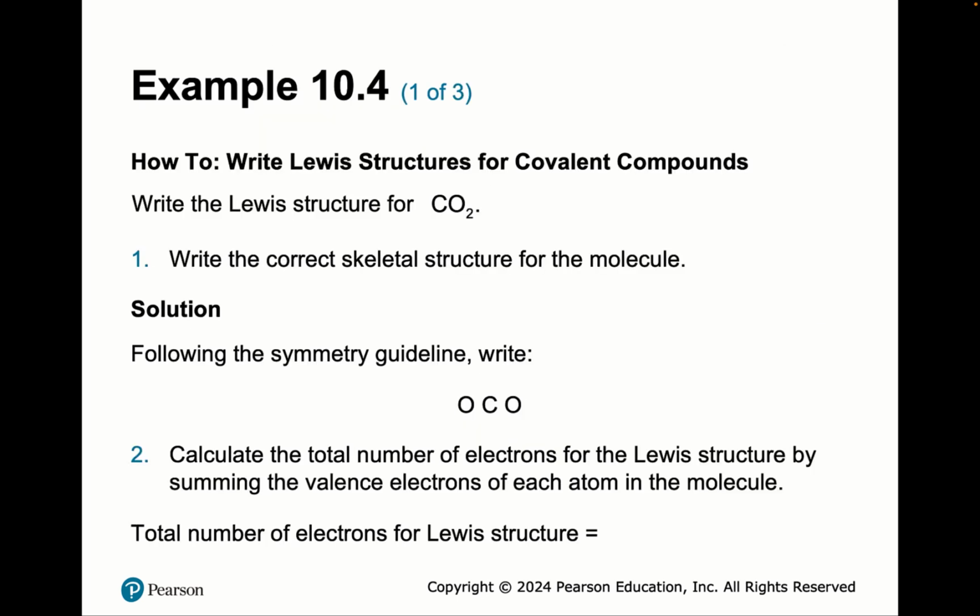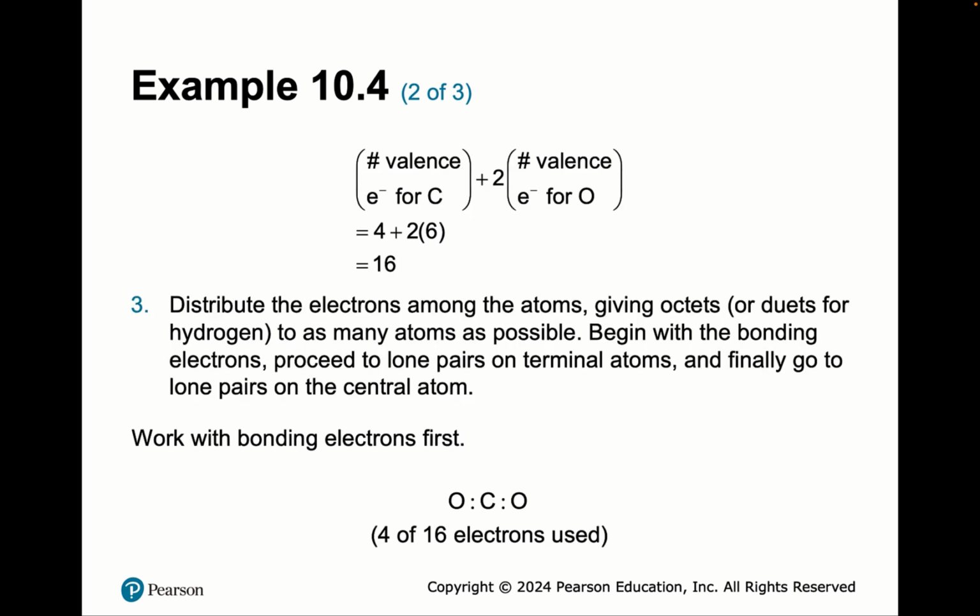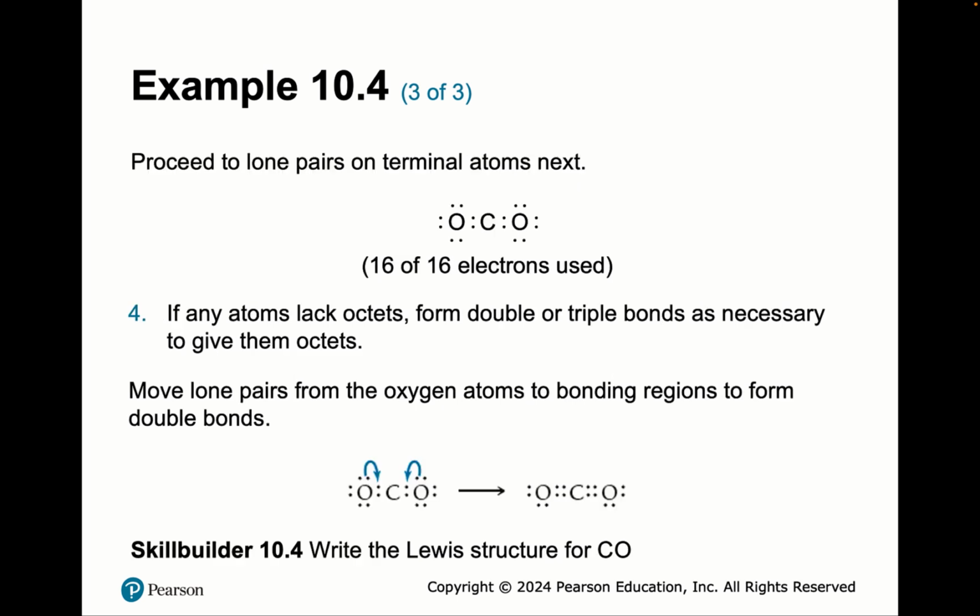So write the Lewis structure for carbon dioxide. So first thing we do is write the skeletal structure and put carbon in the middle there, and then the total number of electrons. So there's 6 for oxygen, there are 2 of them, so 6 times 2 is 12, plus 4 for carbon, so that's 16 electrons. First thing we do is we put a single bond between them, so we've placed 4 electrons. Now we put the remaining electrons around it to give octets to the outer atoms.